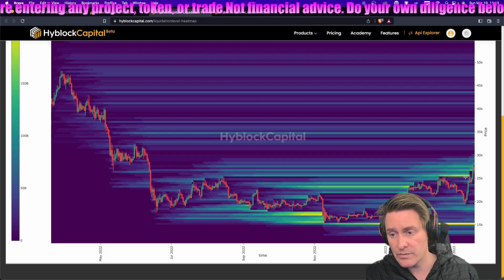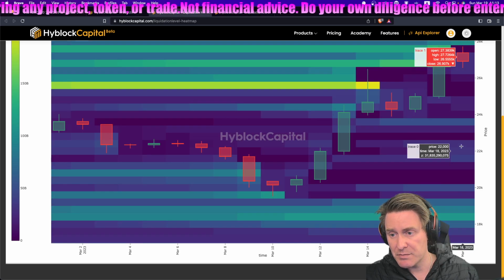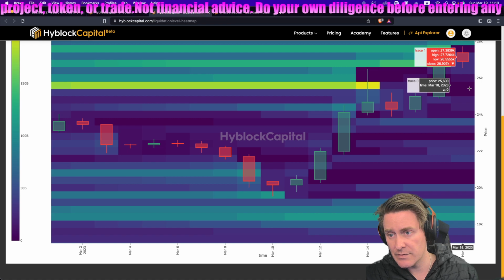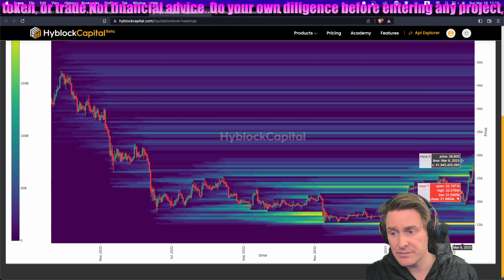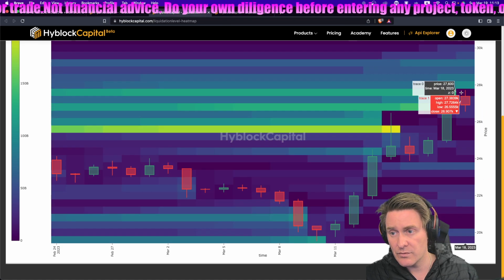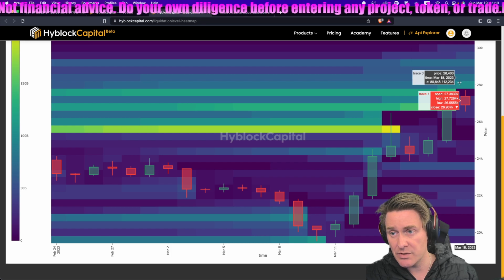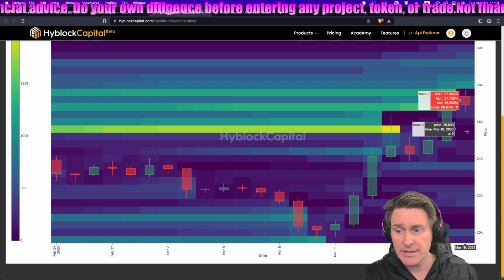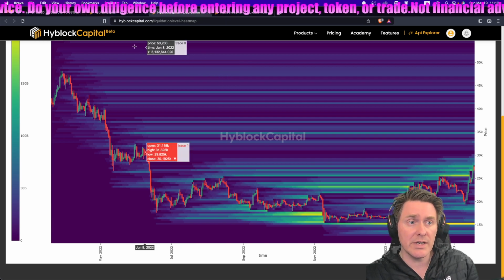So it's pretty sparse down here by comparison. So for all intents and purposes, we could go higher, folks. And that's how you view the liquidity.